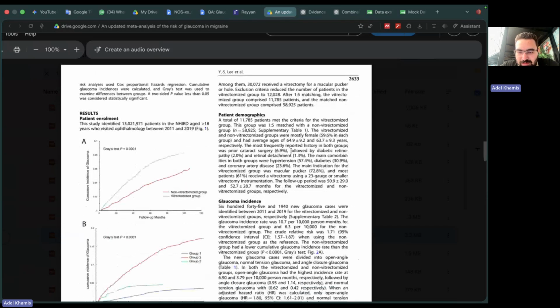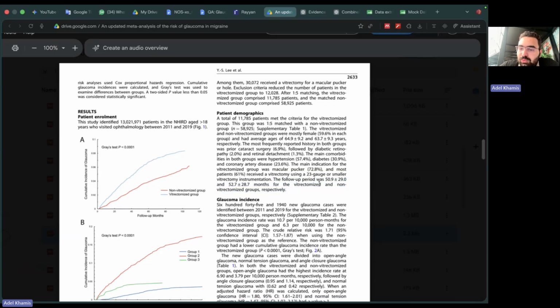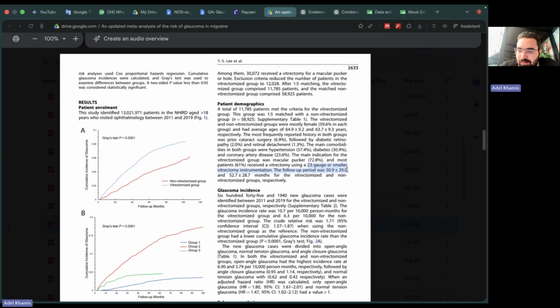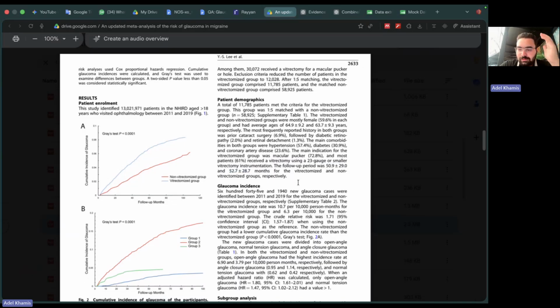So I read the manuscript, the article, and I found the follow-up here. The follow-up here was in 2 groups. One was 50.9 plus or minus the standard deviation, I mean 29, and the other one, as you can see, 52.7 plus or minus 28.7. So I can put it in the flow chart.